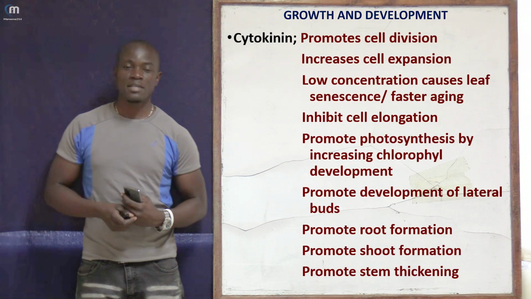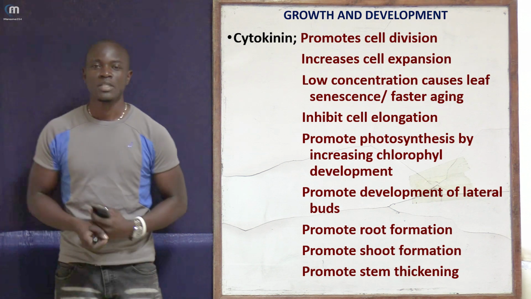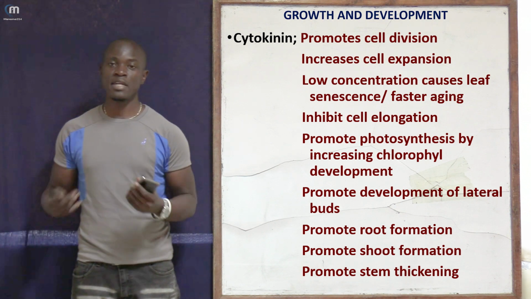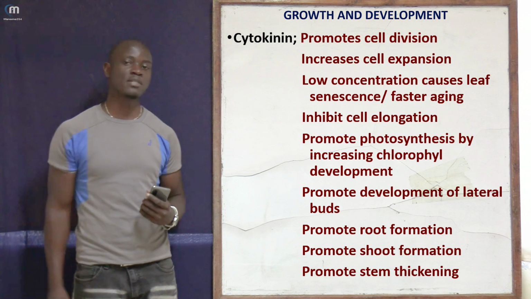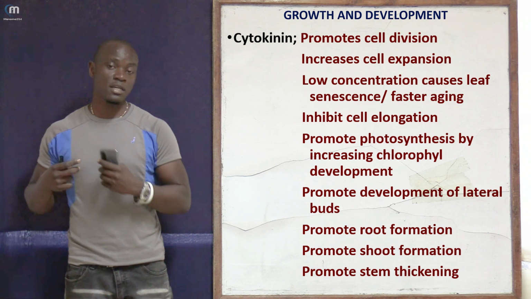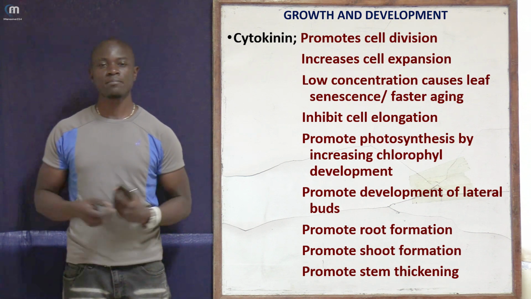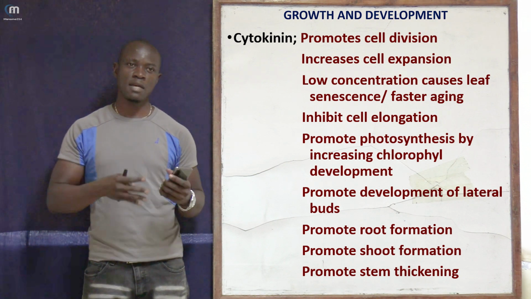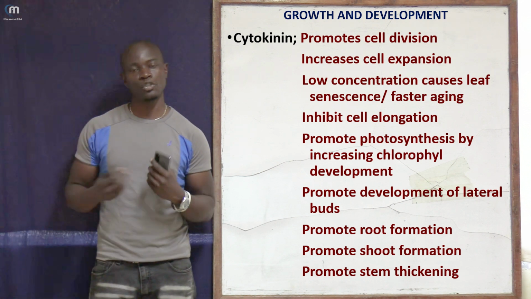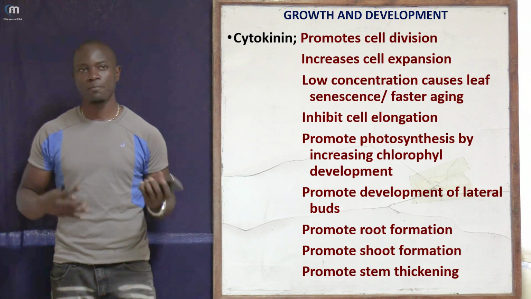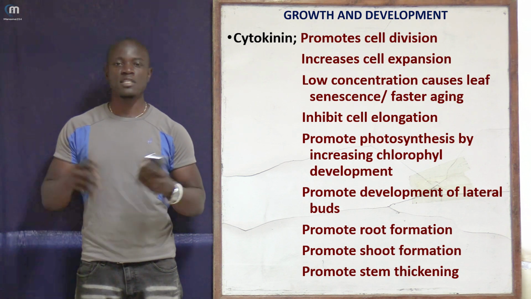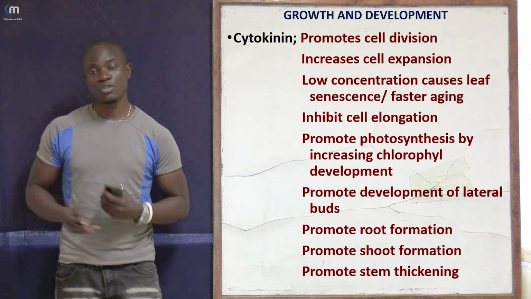So what about cytokinin? For the cytokinin, we see that it promotes cell division in the meristematic region, where, remember, we said we have the apical meristems found on the shoot and apical meristems found on the root region. Also, we see that it inhibits cell elongation, and it also promotes stem thickening, apart from promoting shoot formation, among others. There are also different functions of the cytokinin, but those are just a few, and we have even more functions of the cytokinin.